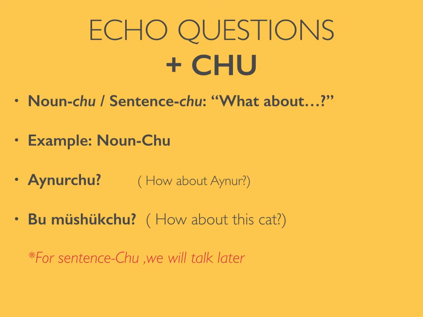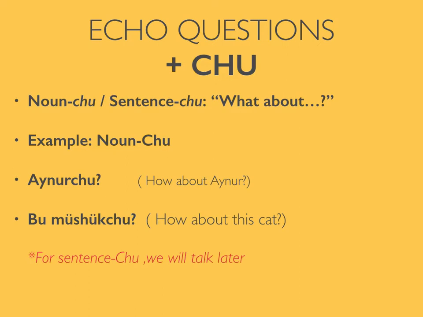And then here, aynurchu, you just have to add a noun and chu. You can also add a pronoun and chu. When you add the pronouns, remember it has to be in the nominative form. Okay, so example, Aynurcu, how about Aynur? Bu müşkçü, how about this cat? And for a sentence, add chu. It also means what about, but we're going to talk about it later.